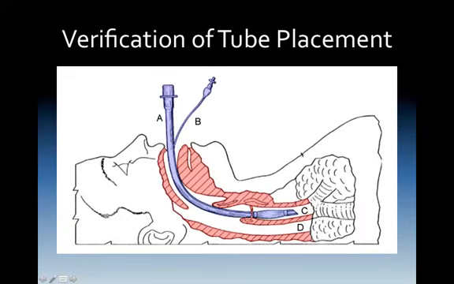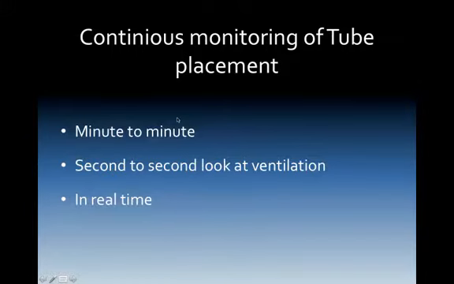So very simply, can't make this any simpler than this, the esophagus should not have CO2 in it. So if the tube is in the right location, in the glottic opening or the trachea, then we should see expired gases if we have any perfusion at all in the chest. There's no CO2 in the esophagus. Continuous monitoring of tube placement gives us a minute-to-minute, second-to-second look at ventilation, and this occurs in real time.